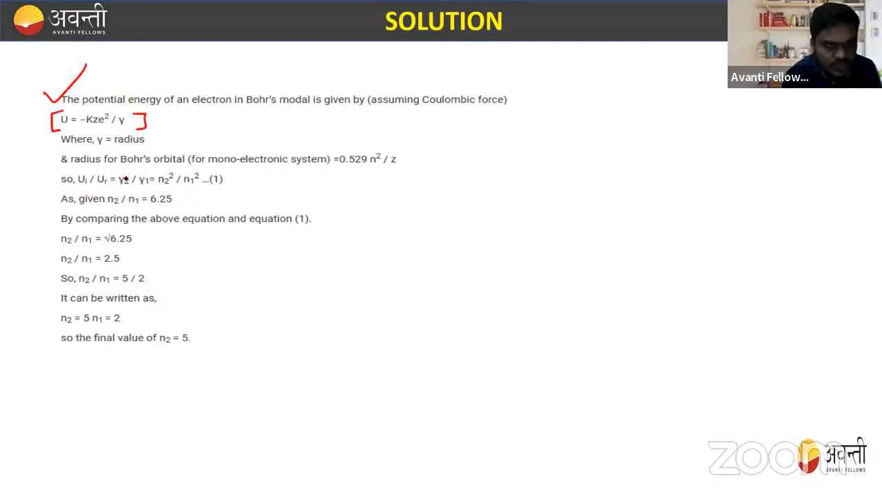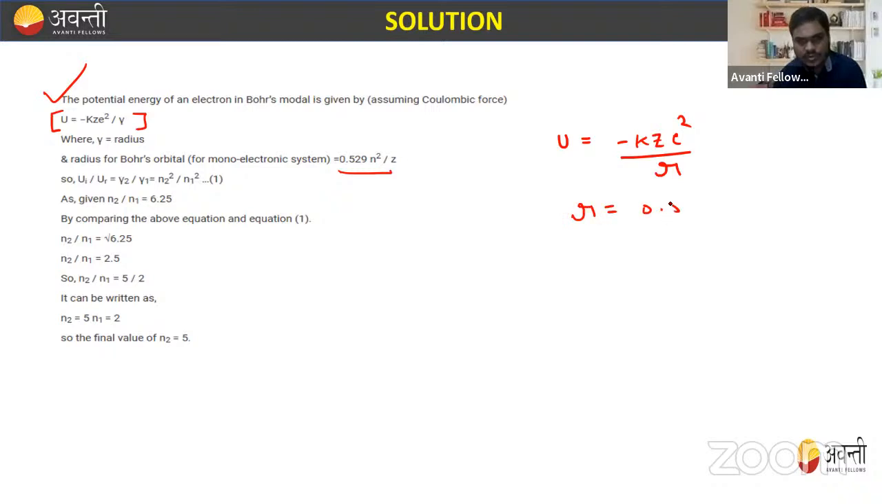We know that potential energy is equal to kZe² upon r, where r is the radius. So this is equal to kZe² upon R. The radius of the Bohr atom or monoatomic element, we already know this thing. Radius is also equal to 0.529 × n² upon Z.